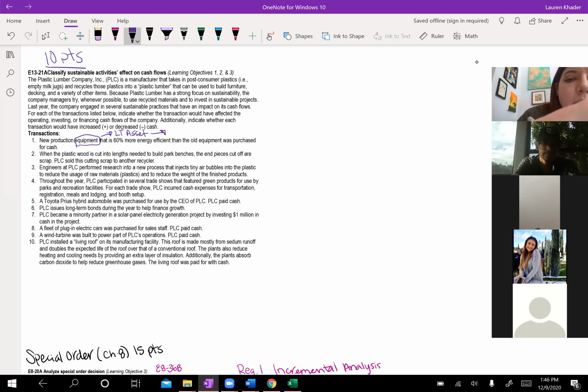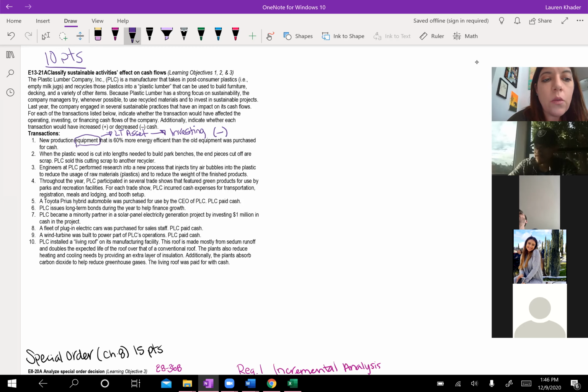Investing? Correct. It's an investing activity. And is it cash coming in or cash going out? Is it an inflow or an outflow? An outflow because we're purchasing it. Outflow. So I'm going to show it as a negative because that's a decrease in cash.